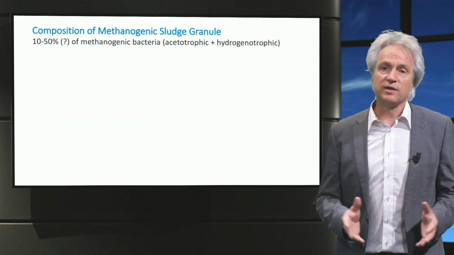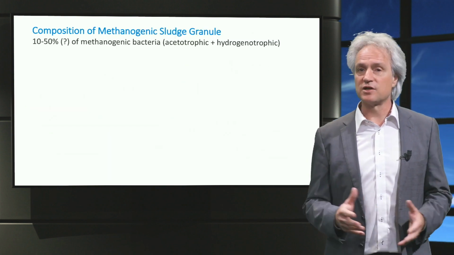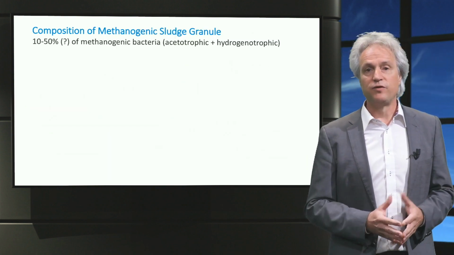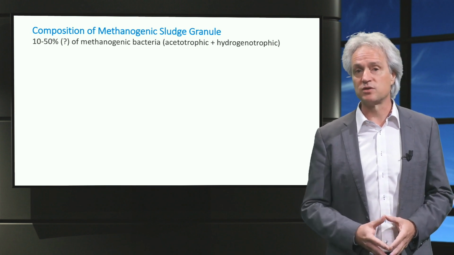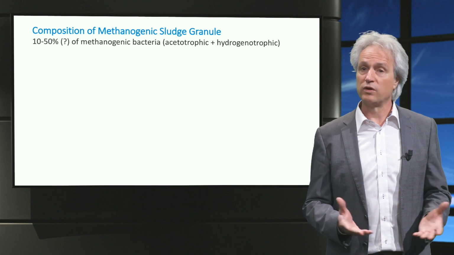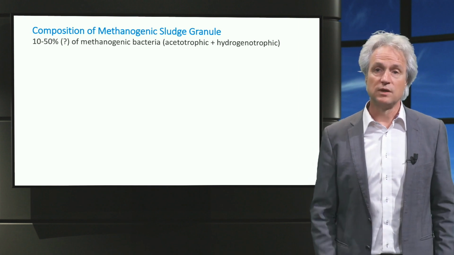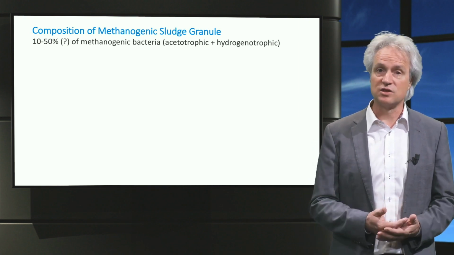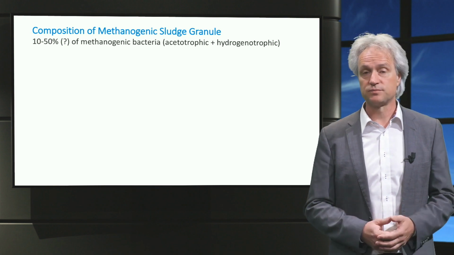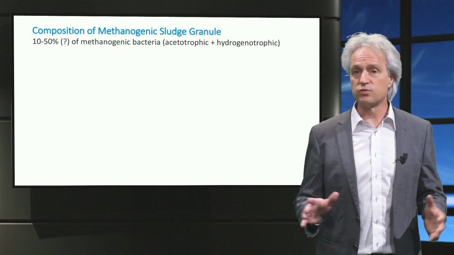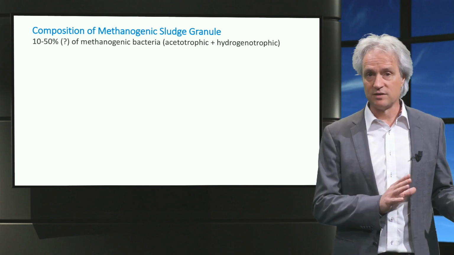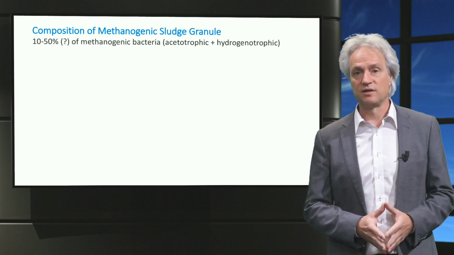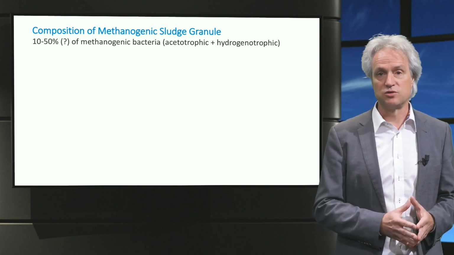The number of methanogenic bacteria inside the sludge granule largely depends on the substrate. Feeding the sludge only with acetate will result in an enrichment of the acetotrophic methanogens. However, when feeding with more complex substrates, then also acidifiers and acetogens will constitute the sludge granules. On average, one may estimate that about 10 to 50% of the bacteria present are methanogens consuming acetate and hydrogen/CO2.